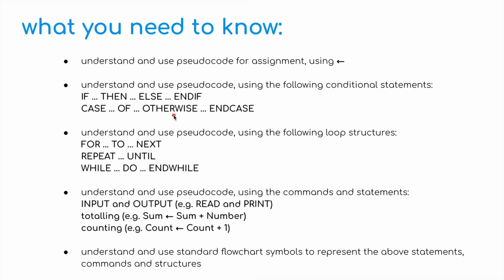Okay, so what do we need to know? We're going to be looking at using the arrow to assign values to variables. We're going to understand and use pseudocode using the following conditional statements. We're using the if statement, if then else and else if, and a case statement that we certainly haven't covered before. We're going to be using loops, for loops, repeat until loops and while loops. We are going to be doing inputs and outputs. We're going to be looking at totaling and counting, but we'll do that in the next video.